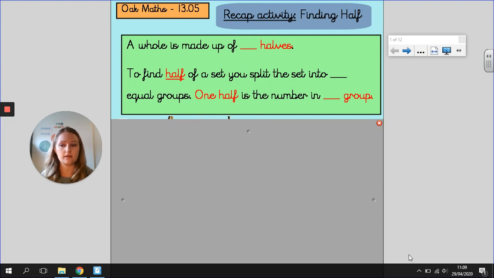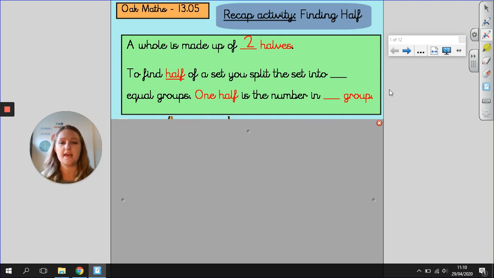Today in maths, we are going to carry on with our fractions work. So first of all, we're just going to do a bit of a recap of finding half, which you looked at the other day. So have a look at this stem sentence. A whole is made up of halves. See if you can repeat that sentence and fill in the blank. A whole is made up of 2 halves.